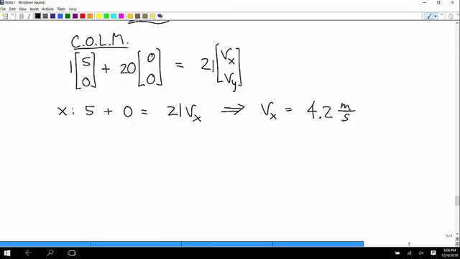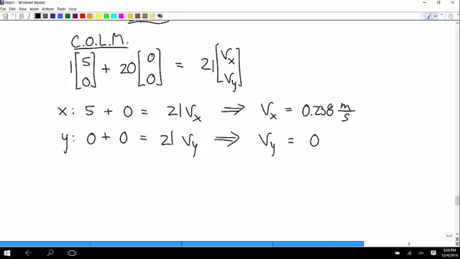That seems right. That's right, isn't it? Yeah, it has to be something small. 0.238. Okay. And then the y equation says 0 plus 0 is equal to 21 Vy. Vy is 0. And so the velocity of the system after the collision is 0.2380 meters per second.